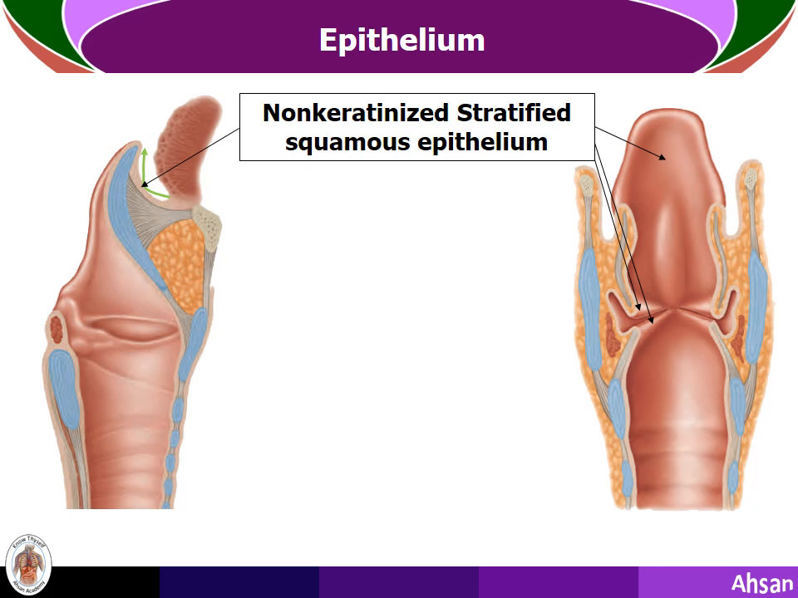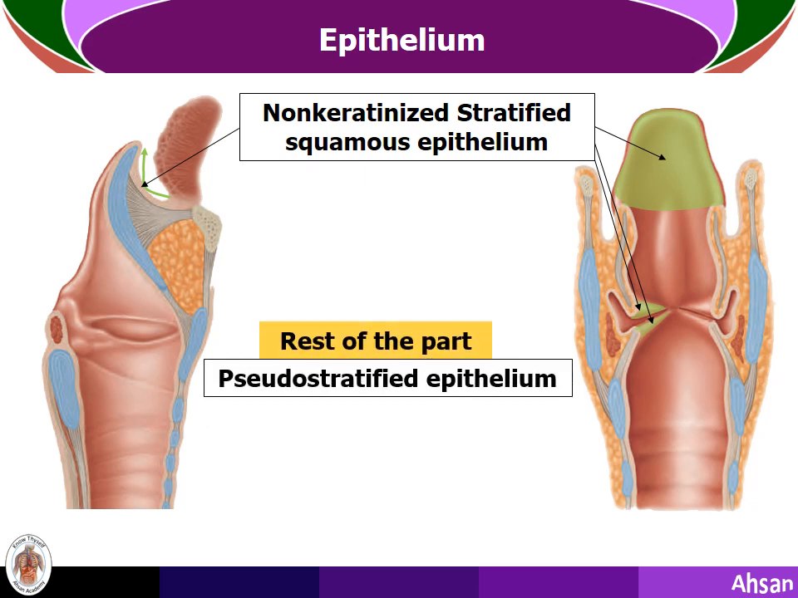Epithelium also has some changes in this laryngeal cavity, the laryngeal mucosa. The non-keratinized stratified squamous epithelium is present in some restricted areas. It is the lingual surface of the epiglottis shown by the green arrow on the left figure, and the shaded green area: the epiglottis on the laryngeal surface close to the apex, and over the vocal folds and the vestibular folds marked green, is lined by non-keratinized stratified squamous epithelium. The rest of the part is lined by pseudostratified epithelium.